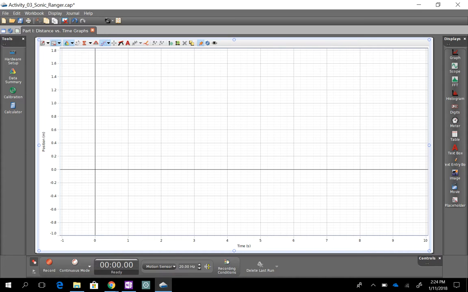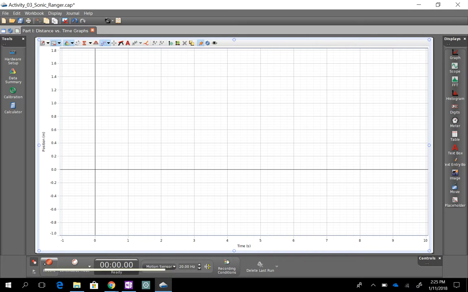So when you get the program opened up, the program you'll find on the desktop of the computer, there's a folder that says SCNC 111. You go into that folder, and then there's activity 3. Actually, it doesn't say activity 3 anymore. It says lab 01, activity 03, Sonic Ranger. So you open that baby up, and it's ready to go right now.